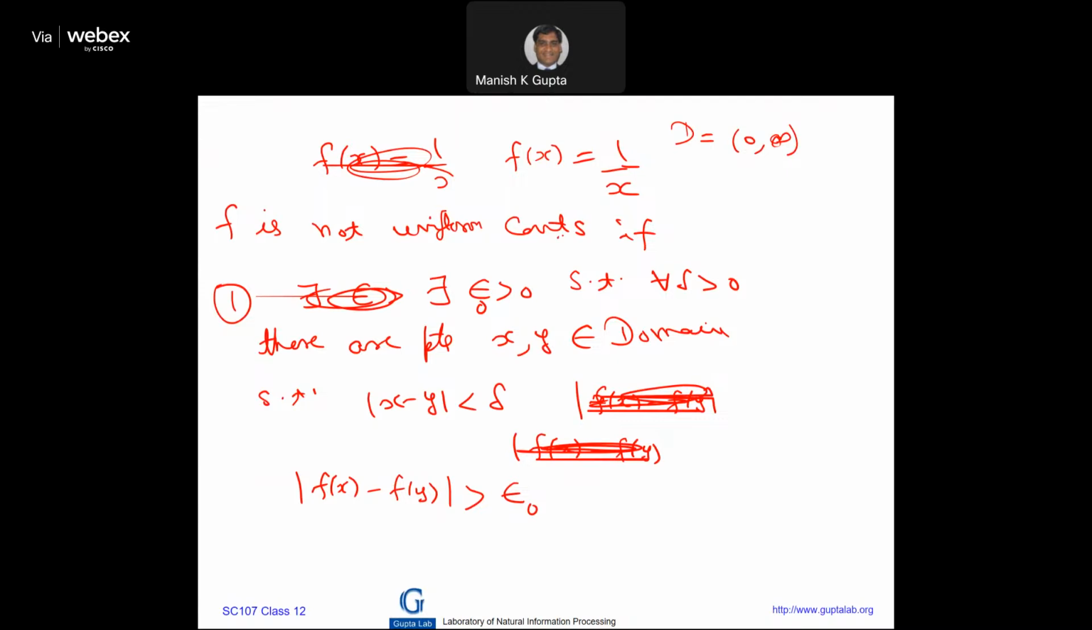Mod of f of x minus mod of f of y. If it is bigger than epsilon, for some epsilon naught, then there is a problem for that epsilon, right? Okay, so this is not uniformly continuous. So I leave it to you to do this for this function.